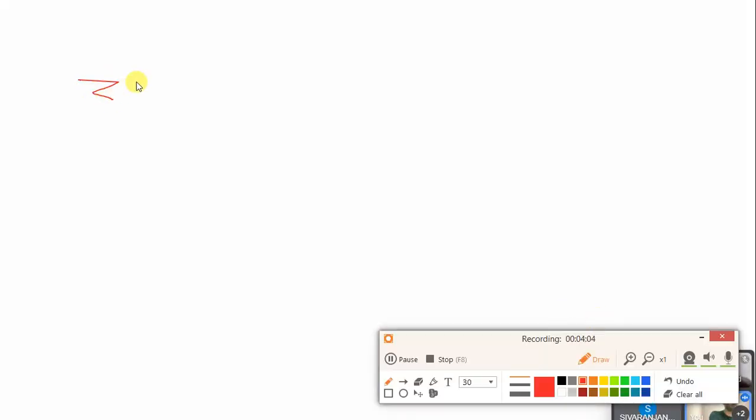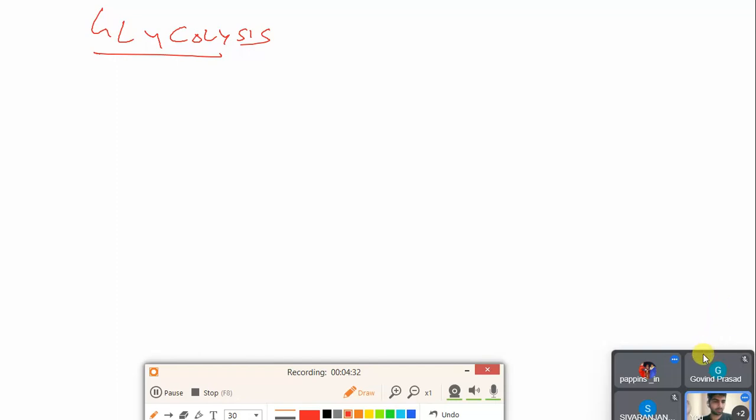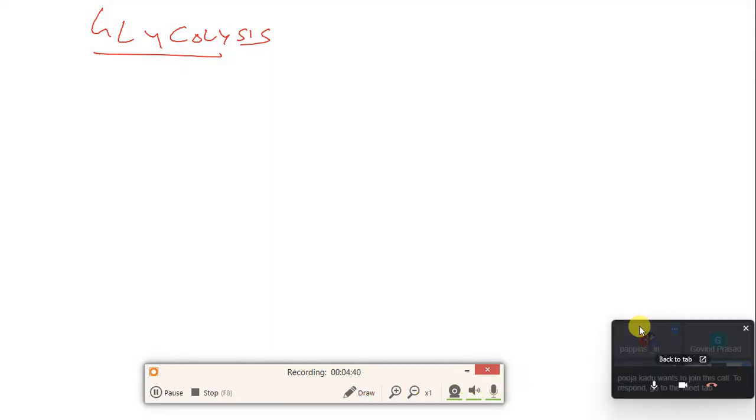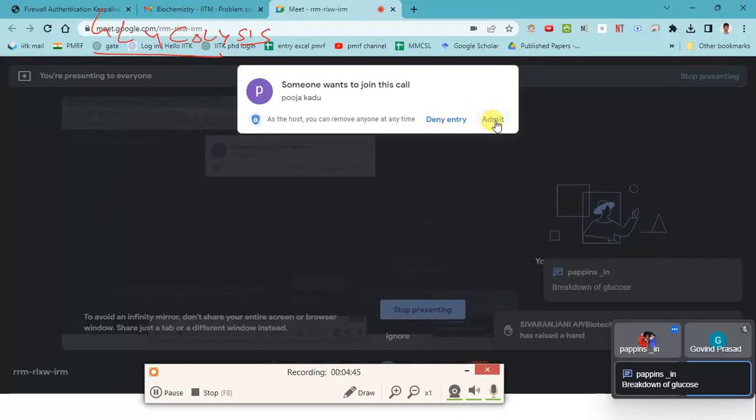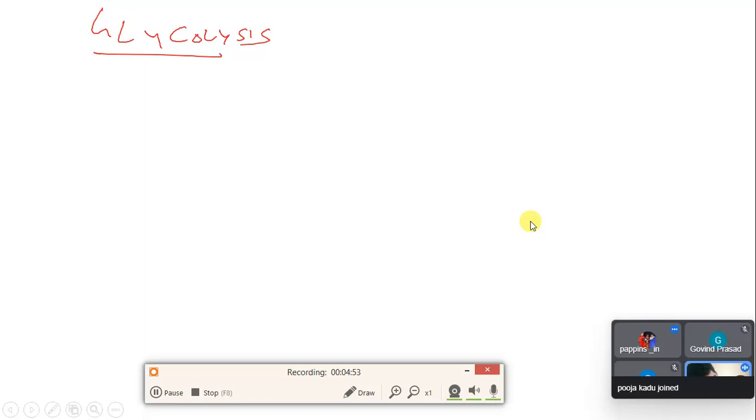So first thing is, we'll be starting with glycolysis. Can anyone tell me what glycolysis is? You guys can answer in the chat box as well if you want. So I was asking, what is glycolysis?